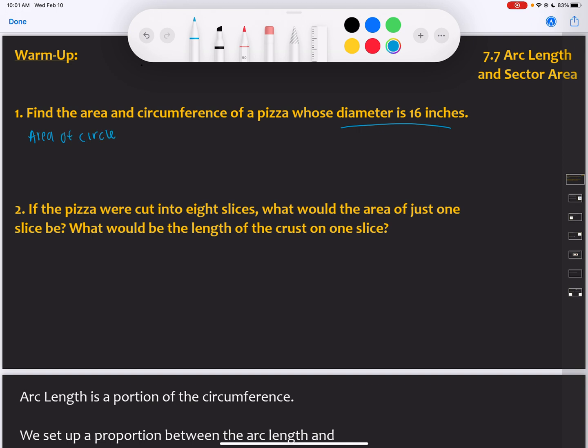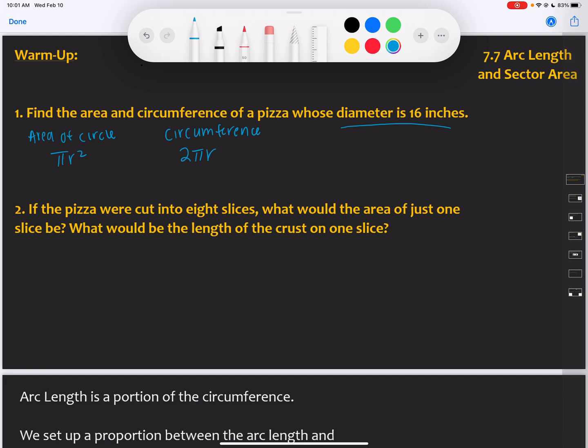is going to be pi r squared, and the circumference is 2 pi r. So looking at the diameter, ask yourself, what do you need from the diameter so that you can plug in the missing information into those two formulas.